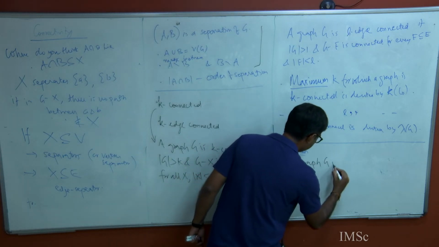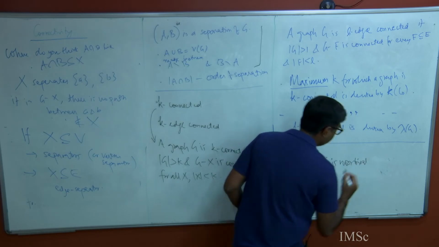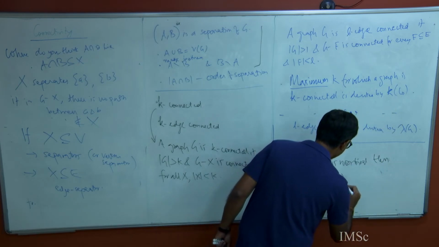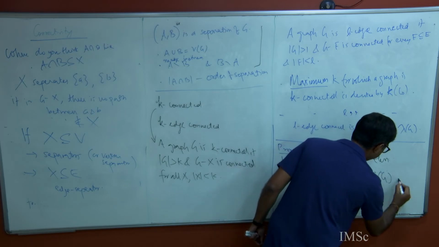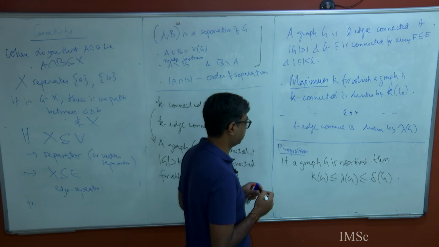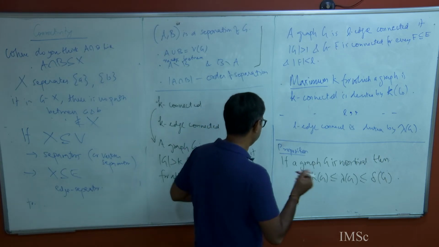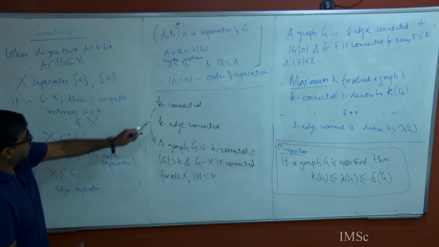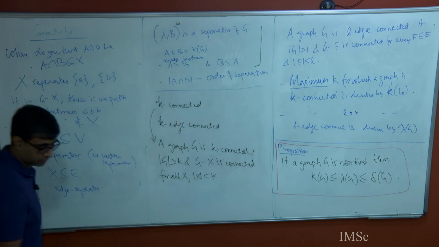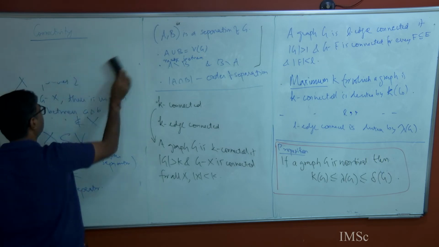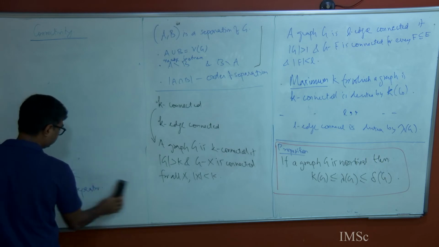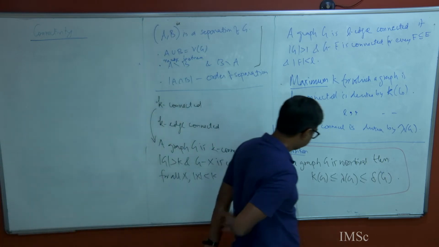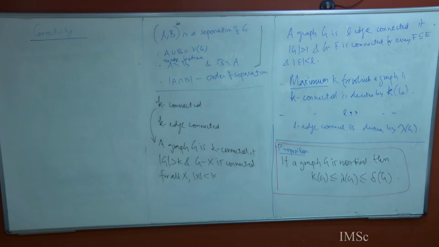Okay. So the proposition which I want to prove is that if a graph G is non-trivial, which means it has at least one vertex, then the following property holds. Kappa G is less than or equal to lambda G, which is less than or equal to the minimum degree. Yes, this is what I want to show. So this is a theorem which I want to prove in the next 10 minutes. Okay, so I'm going to keep this definition and try to use it. Tell me which of these inequalities is easy to show. Which one of these inequalities is easy to show?